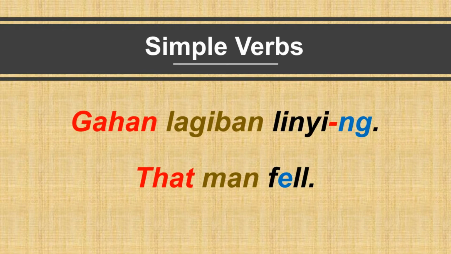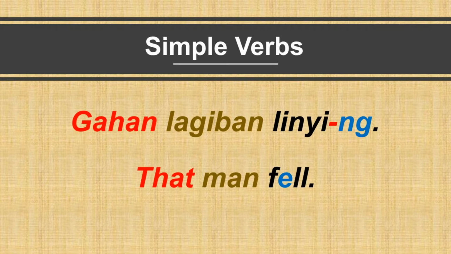That man fell would be in Wagiman like this. I have indicated here with colors that fell is more like a completed action. It happened once and then it's done. It's not like the man was falling all the time. That would be different. But here we have the past perfect form.